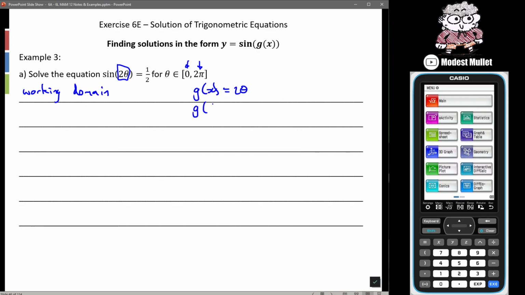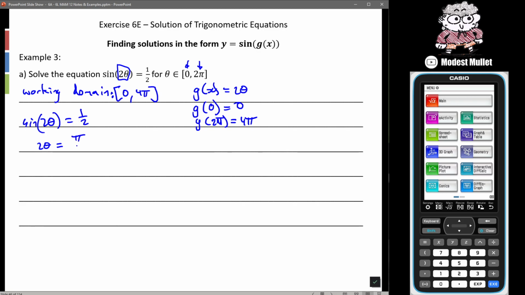So I get g of 0, and that happens to be 0. And g of 2 pi is equal to 2 times 2 pi. That's going to give me 4 pi. So my working domain is now 0 to 4 pi. So we had sine of 2 theta is equal to half. So 2 theta is going to be sine of what angles give me half?